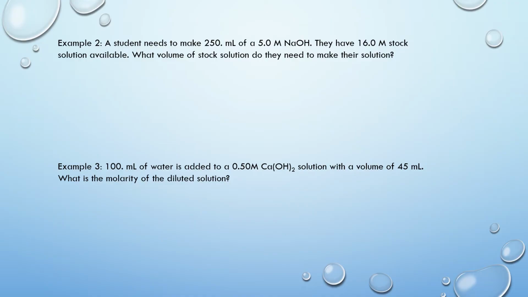All right, the next one, a student needs to make 250 milliliters of a 5 molar NaOH solution. So those two are paired together. It says they have 16 molar stock solution available. What volume of stock solution? So those two are paired together. You don't have to draw the lines like I am. You can maybe color code, highlight, label, however you want to do it. So another way we could show that without the lines, we could say these are 1 and 1, and this is 2 and 2. Pair them up like that. So what volume of stock solution do they need to make their solution?